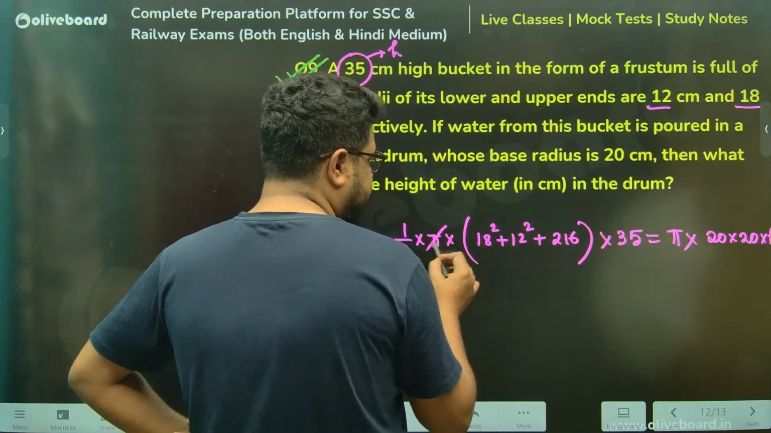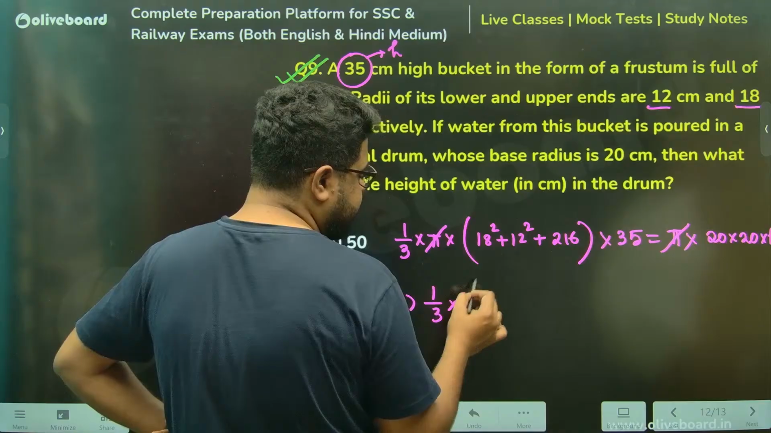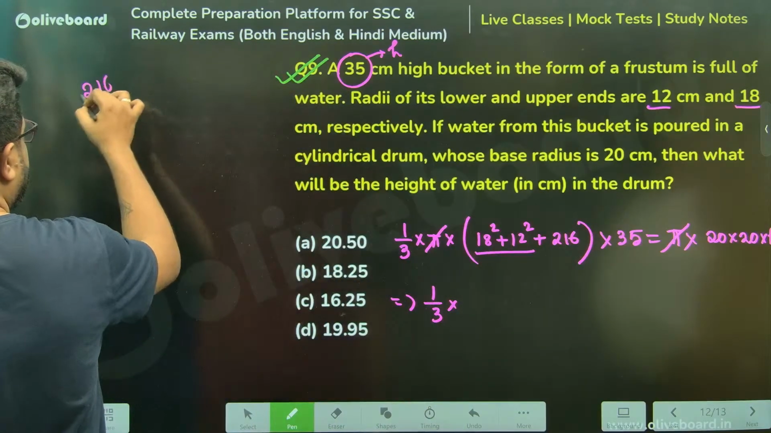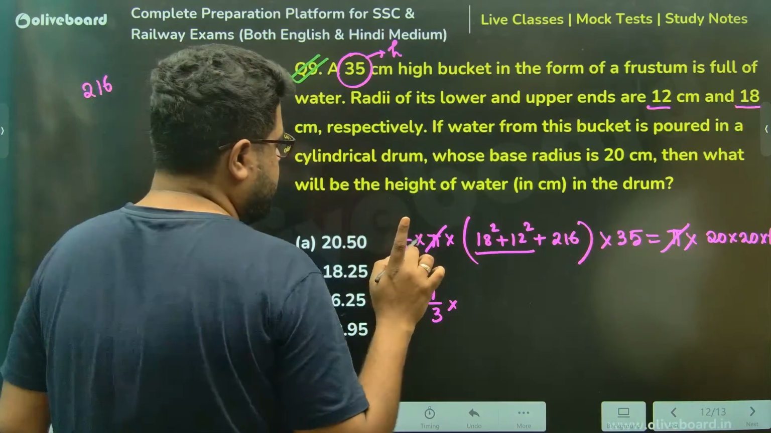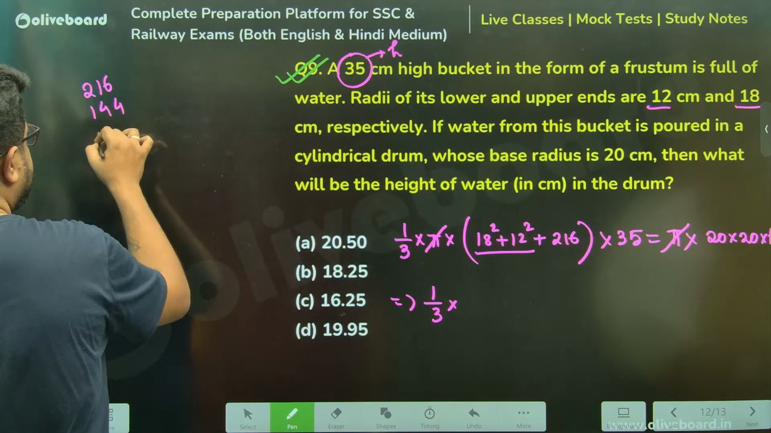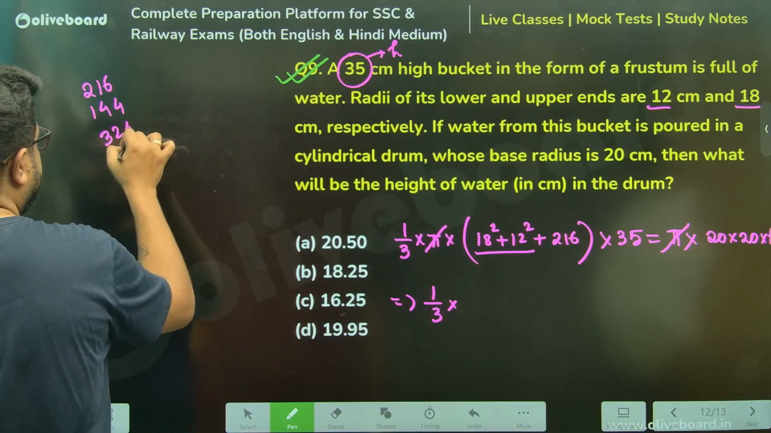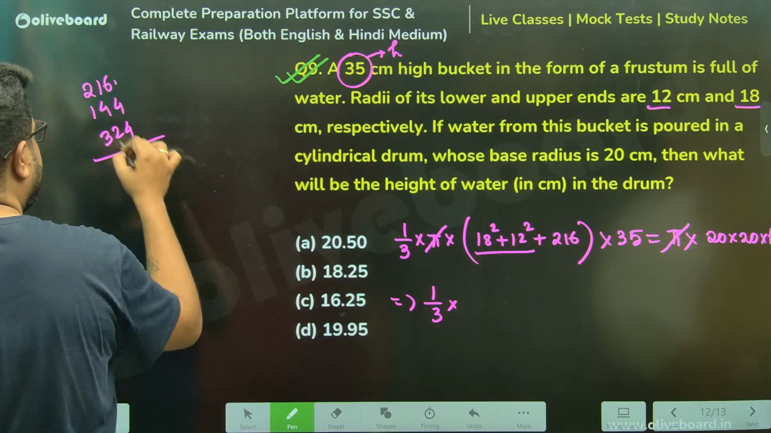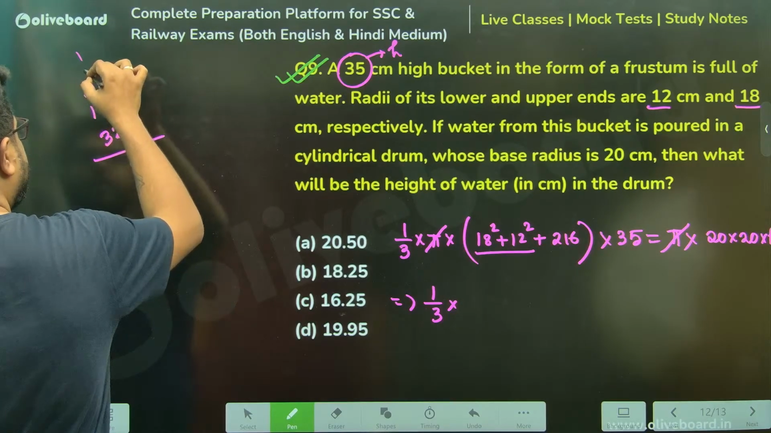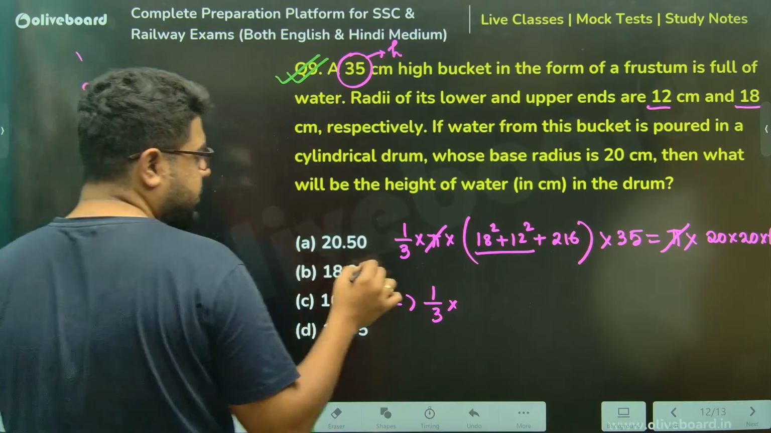Let's calculate. Pi is gone, and the 1/3 will cancel. Just a second, let me calculate. 216, 144, and 18 square is, I forgot, 324. Adding up, the answer is 3256, 684.